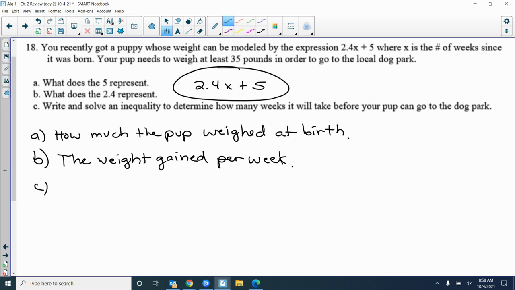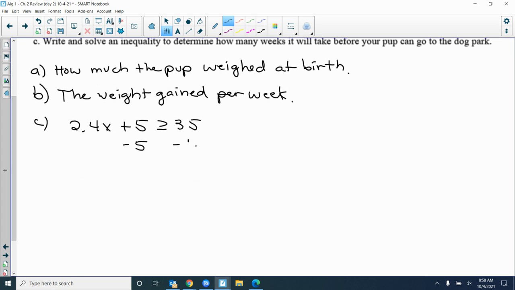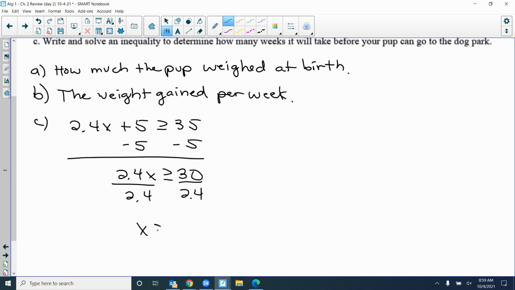If I'm going to get at least 35... Less than or equal to. It's actually bigger than or equal to. Okay. If I'm going to give you at least $20 and I gave you 10, you better be mad. So at least means greater than or equal to. So it's going to be 2.4x plus 5 is greater than or equal to 35. Subtract 5 and I get 2.4x is greater than or equal to 30. Divide by 2.4. Not going to get a whole number there, which is fine.